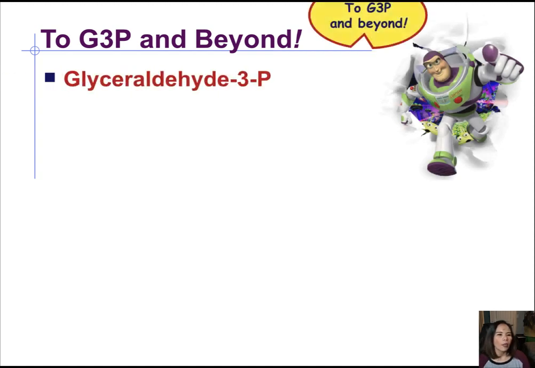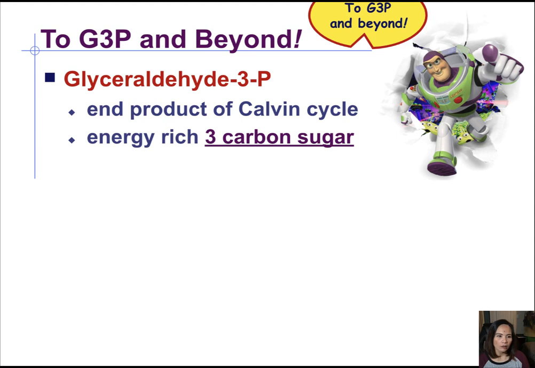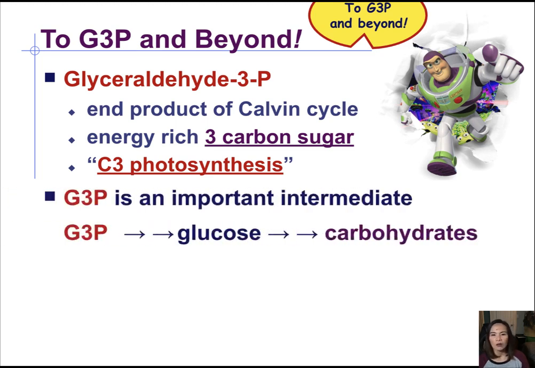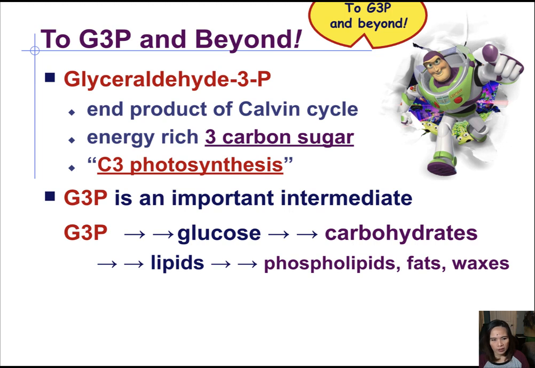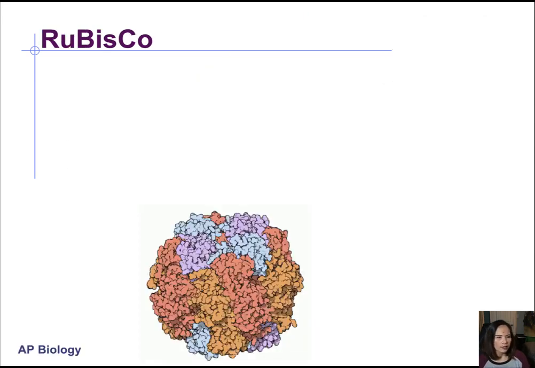And once this happens, G3P, or glyceraldehyde 3-phosphate, is the end product of your Calvin cycle, and it is a 3-carbon sugar. So you also call that C3 photosynthesis. And this is an important intermediate in order for your glucose to be generated, as well as your lipids, fats, waxes, amino acids, and proteins, as well as your nucleic acids.